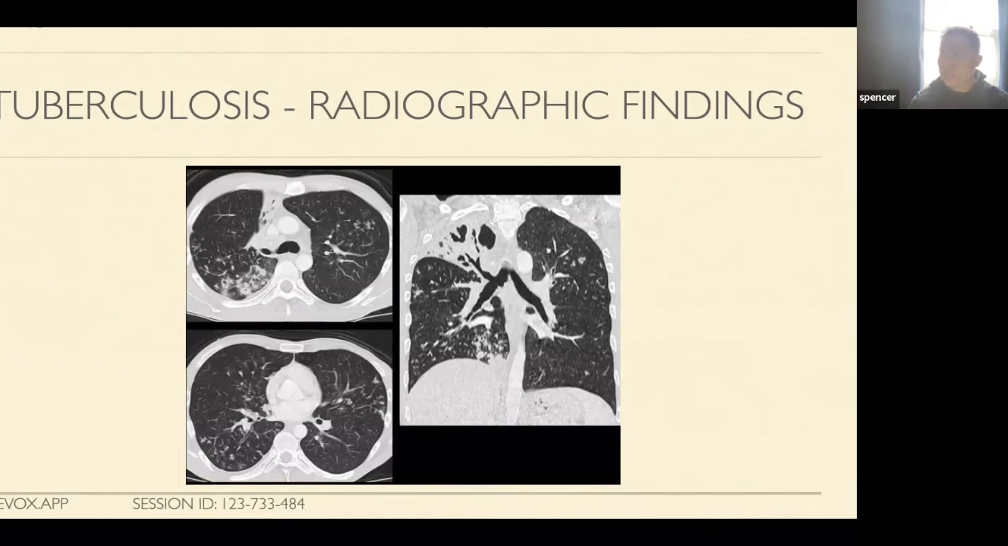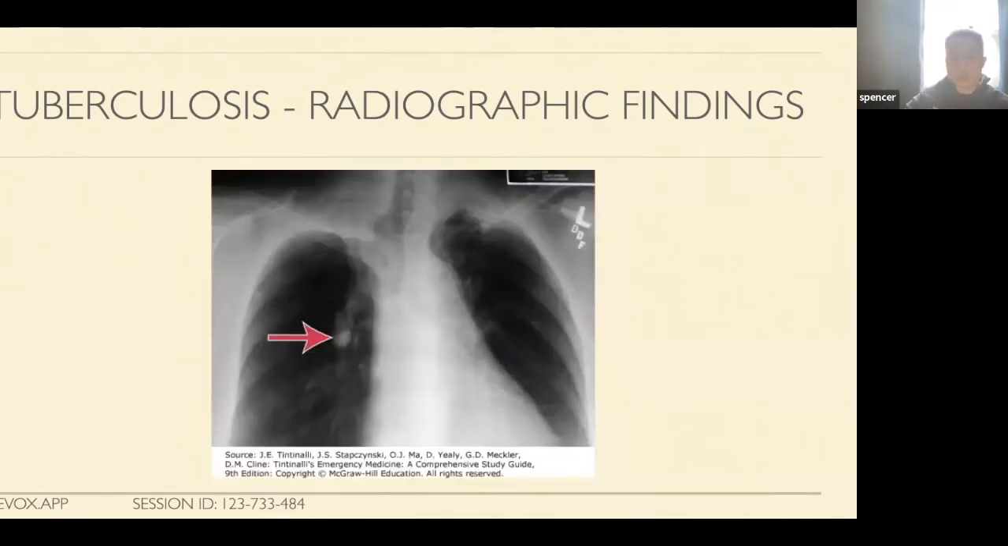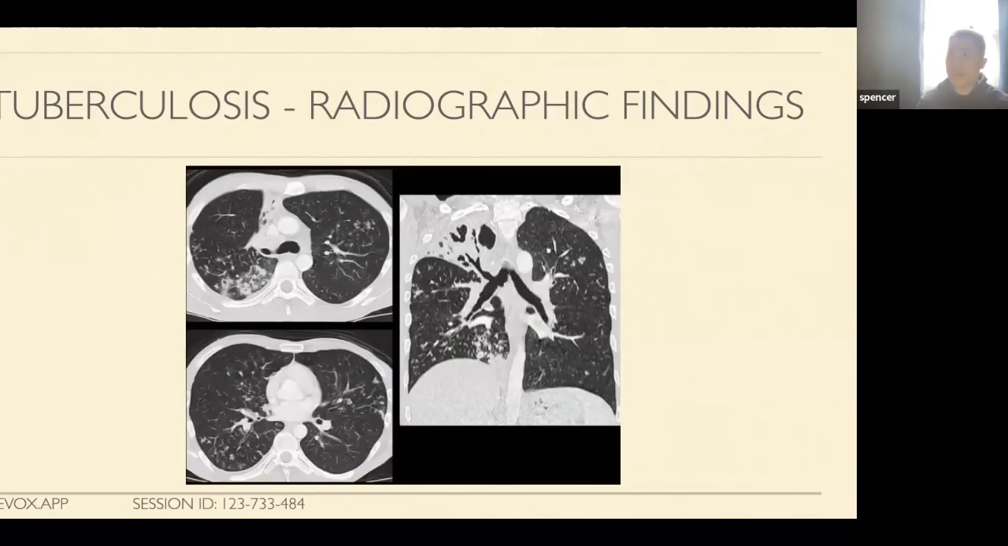All right, so here we have a large cavitated lesion. It's in the right upper lobe. There's volume loss associated with it. We also see multiple pulmonary nodules, as well as this pattern right here. It's what's called a tree and bud pattern. It's most likely post-primary tuberculosis.